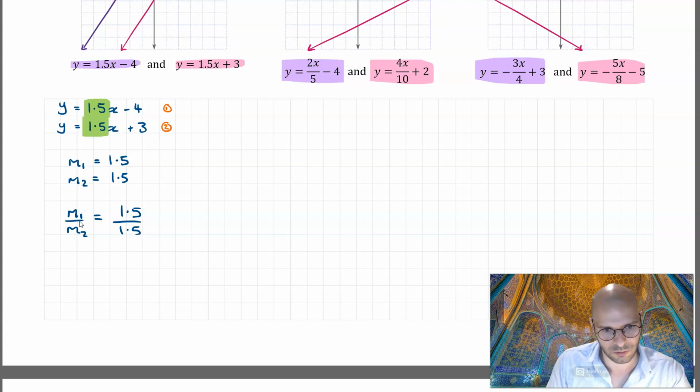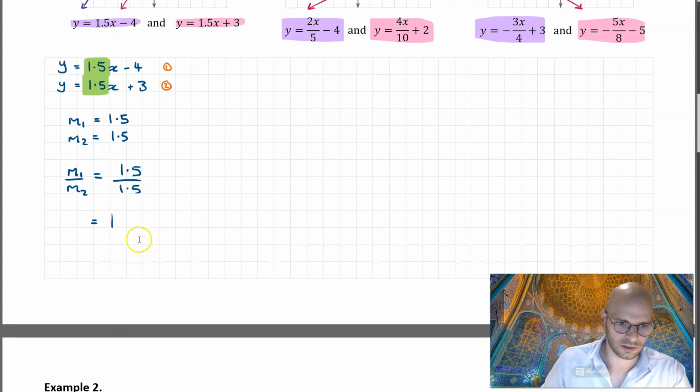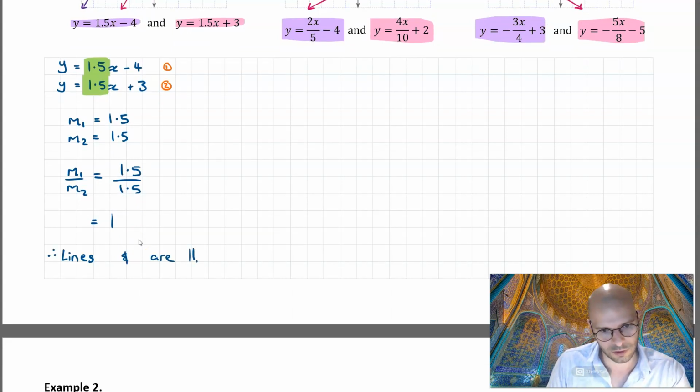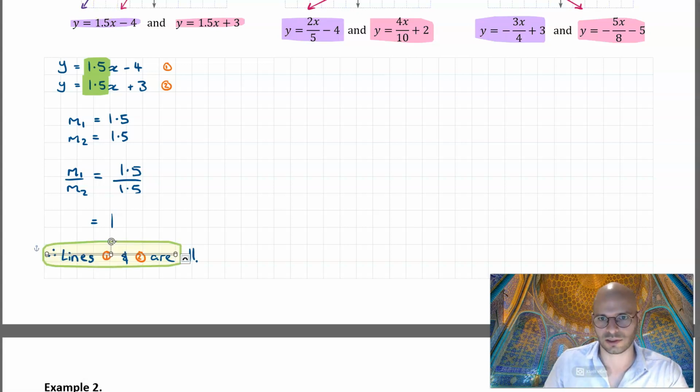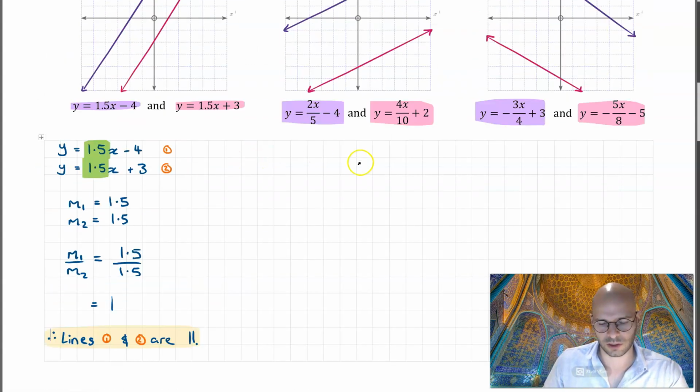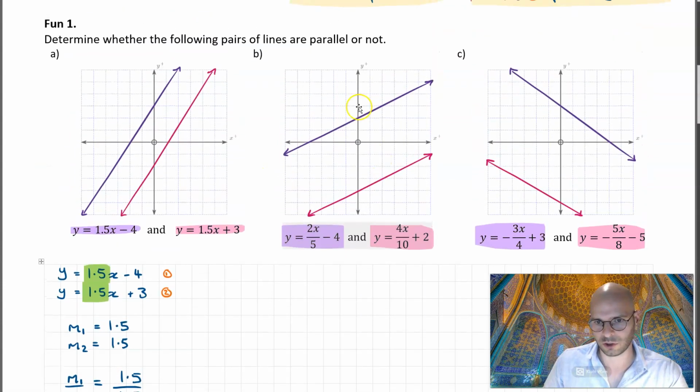So when we divide one by the other, we indeed get a value of 1. Because of this, we can say that lines 1 and 2 are in fact parallel. So this was a nice one. Okay, let's go to something a little bit trickier.